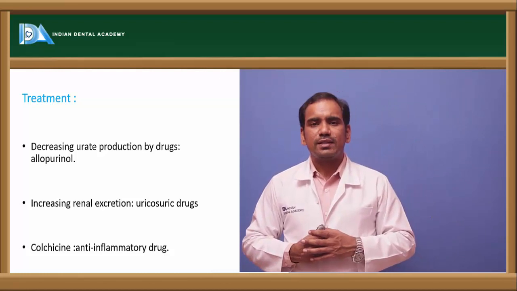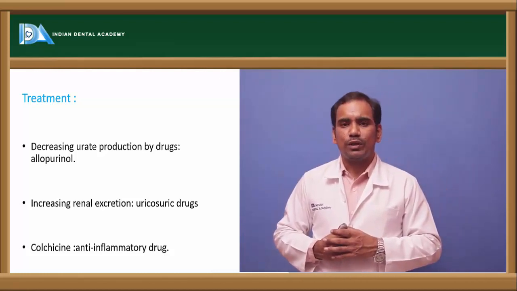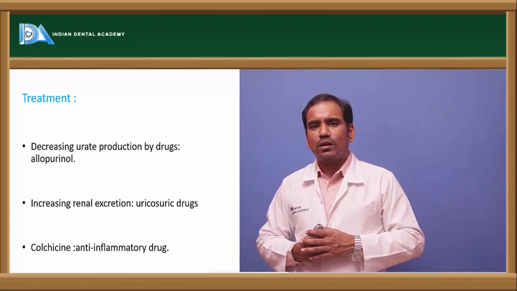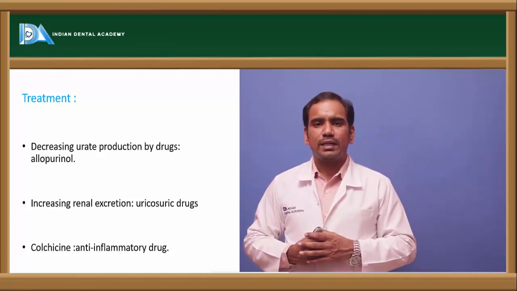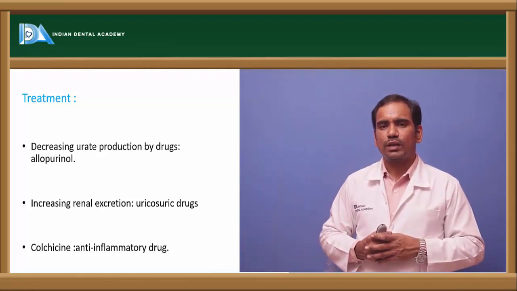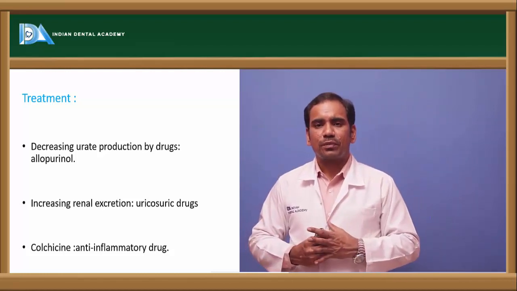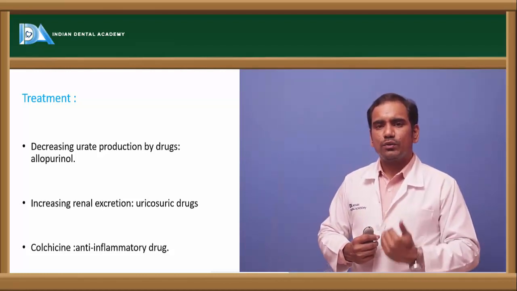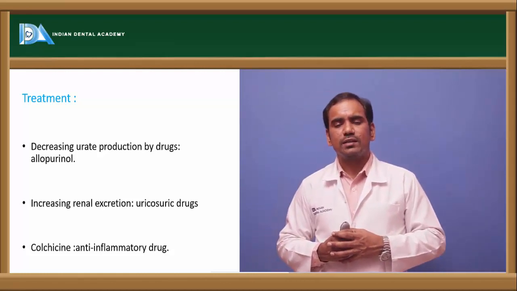Here the enzyme xanthine oxidase is inhibited by some drugs like allopurinol. Allopurinol competitively inhibits xanthine oxidase and leads to decreased activity of xanthine oxidase, which is mainly involved in the synthesis of uric acid. Whenever the activity of xanthine oxidase is decreased, the formation of uric acid decreases, so we can decrease the levels of uric acid in such cases.